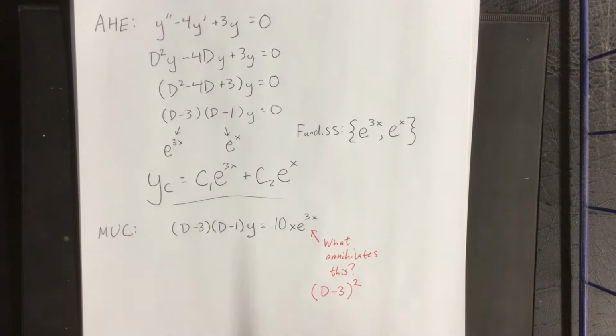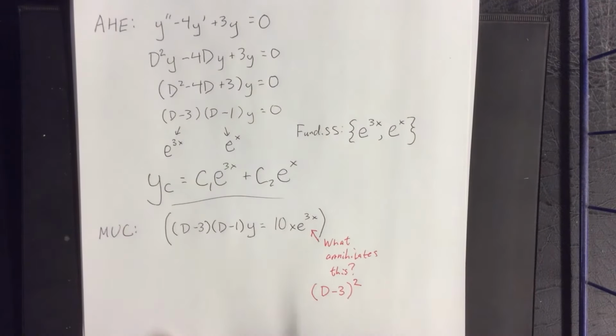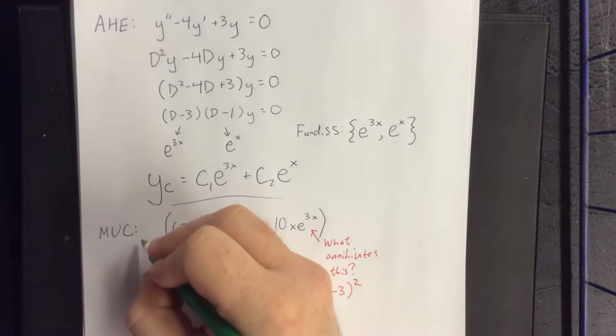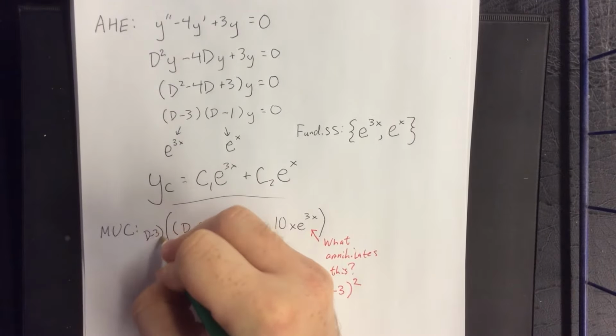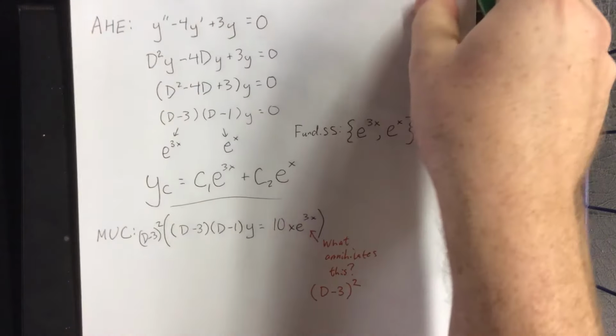So with that in mind, our next step is going to be head back up here and apply this annihilator to both sides. So we're going to apply a D minus 3 squared to both sides. Just about out of room on this sheet of paper, so we're going to switch over to the next sheet, and I'm going to recopy what I just had written down.